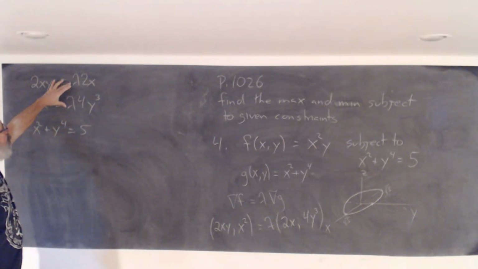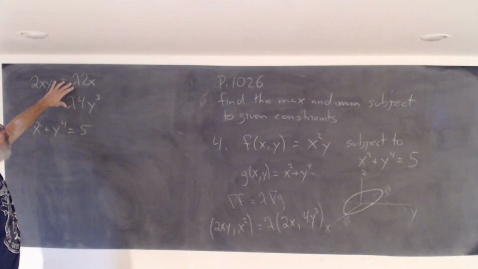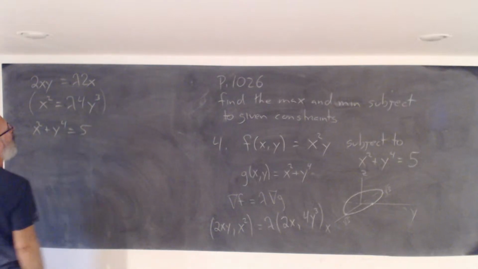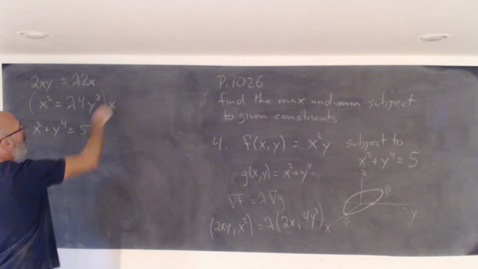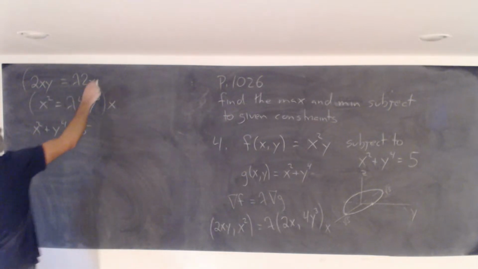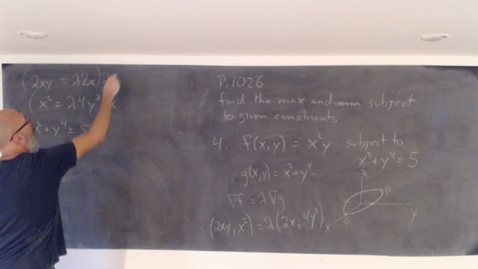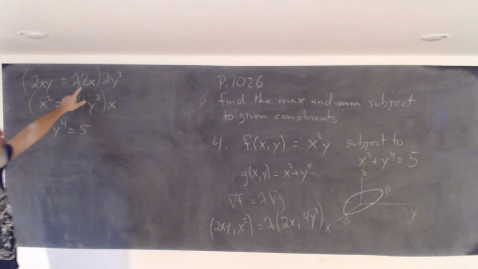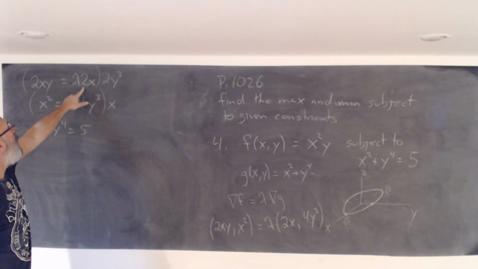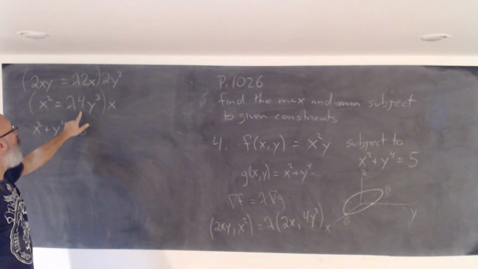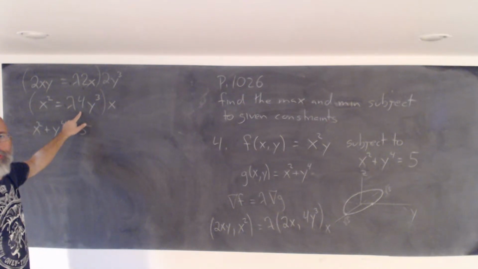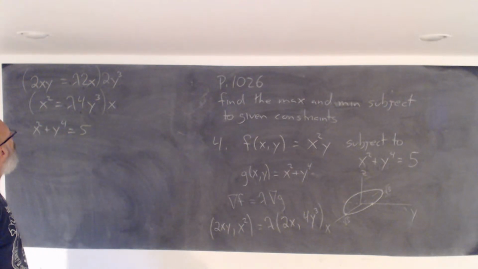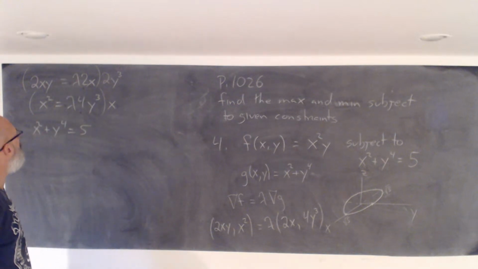Well, let's get rid of the lambda here. If I multiply this whole equation by x, and if I multiply this whole equation by 2y cubed, then the right-hand side will be 4 lambda xy cubed, 4 lambda xy cubed. The right-hand sides will be the same. So I can subtract them and get rid of the right-hand sides.